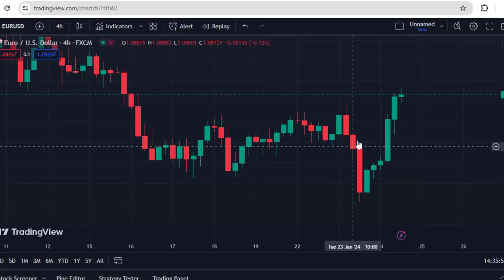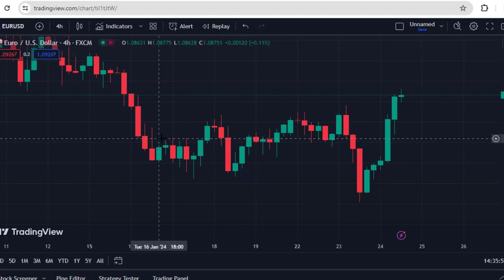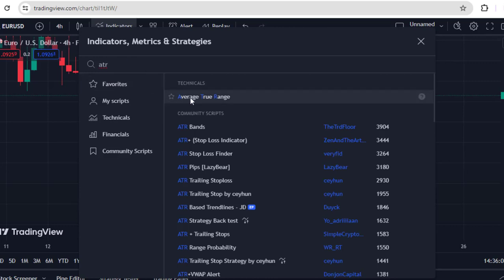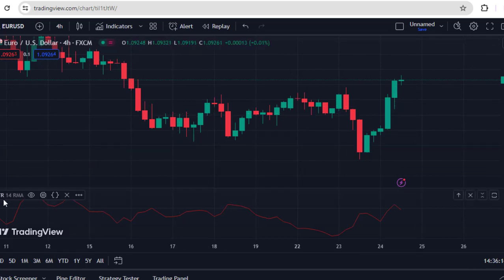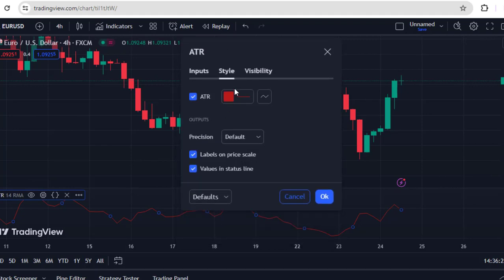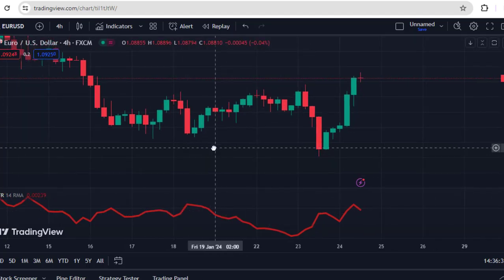On the Euro USD chart, if you want to put the ATR indicator on your chart, you go to the indicator section. So you click on indicators and then you type ATR. Once you type ATR, it will bring it out. The ATR means average true range. If you want to make it visible, I'll go to the settings, then click on style, and I will just increase the visibility for visibility's sake. So once I'm done with that, the ATR indicator is now on our chart.